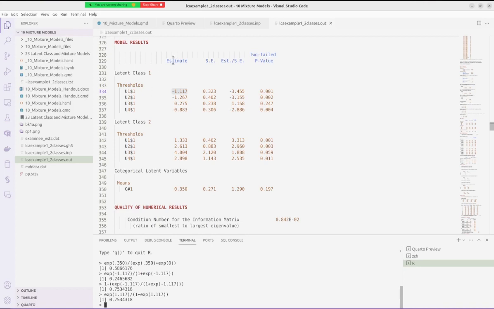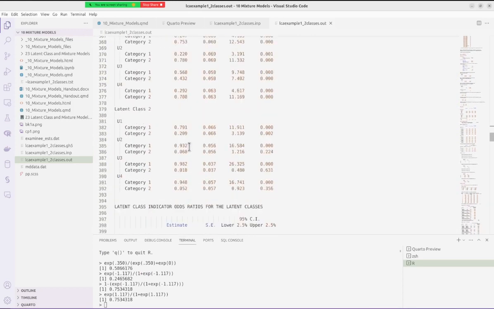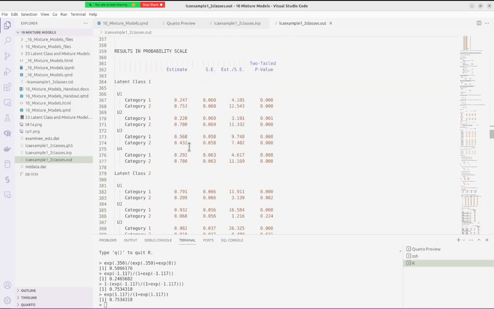So what we need to do is determine what does each class look like, right? So what I could do is calculate a probability of a correct response for each of these numbers, and I could calculate a probability of a correct response for each of these other numbers. It turns out Mplus, if you scroll down enough, actually does give you those probabilities right here. So, results in probability scale.